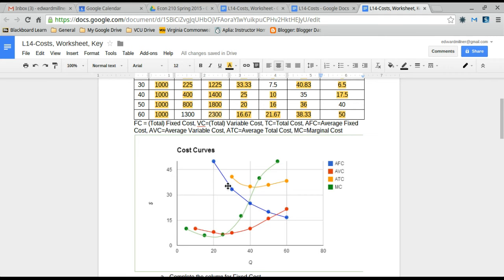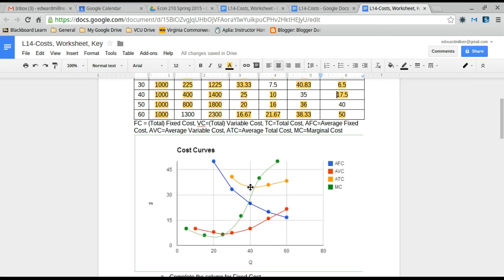The next curve I want you to plot, or one curve we talked about, is plotting the average total cost. And I actually do that as long as quantity was greater than or equal to 30. So here quantity is 30. When quantity is 30, the average total cost equaled 40.83. So here's a height of 40.83. I go across to a quantity of 30. That point there tells me when quantity is 30, average total cost is 40.83.